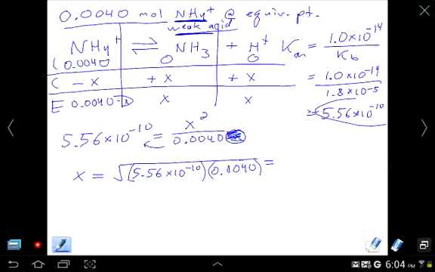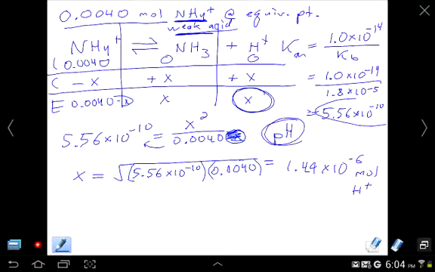So we end up with 1.49 times 10 to the negative 6. This is our moles of H plus. And remember, this is what we're solving for, because in the end we're going for the pH. We were asked for the pH at this equivalence point. So now if we want a negative log of this, it has to be in molarity. Because we solved for moles, we need to put it in molarity.